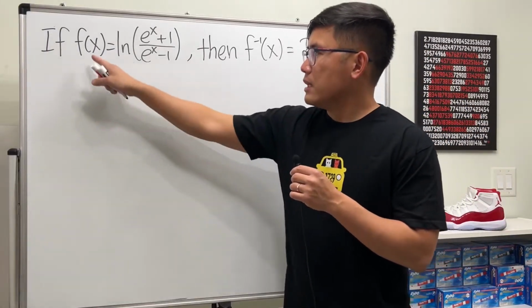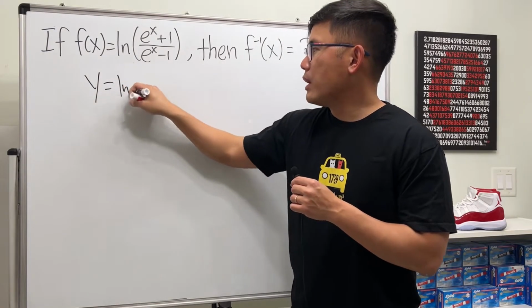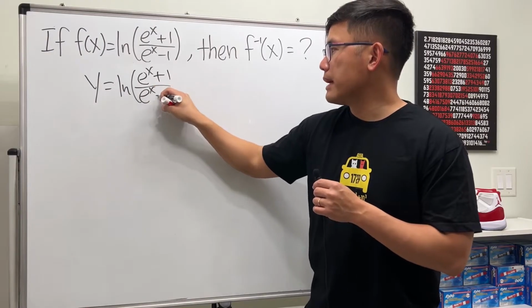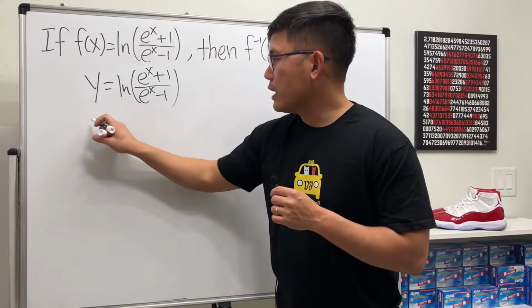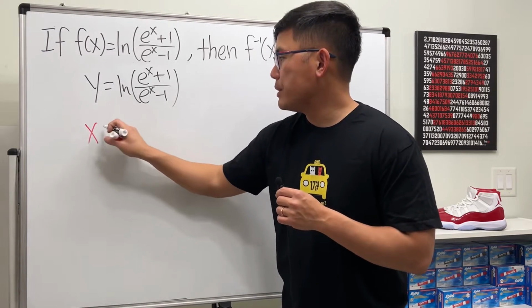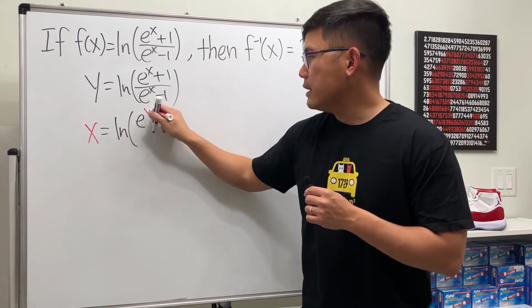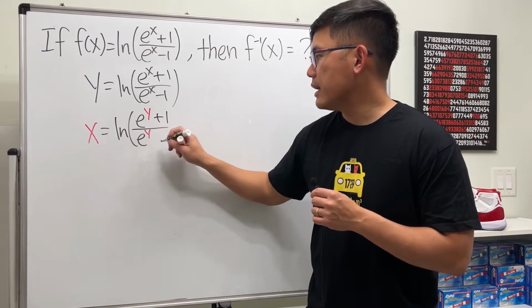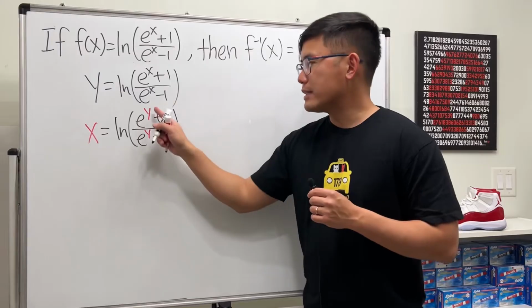So the 4 steps. Step 1, we are going to just write f of x as y, and that will be ln of (e to the x plus 1) over (e to the x minus 1). Next, we are going to swap x and y. So this right here will be x, and that will be equal to ln of, this will be (e to the y plus 1) over (e to the y minus 1). And then we are going to try our best to isolate this y.